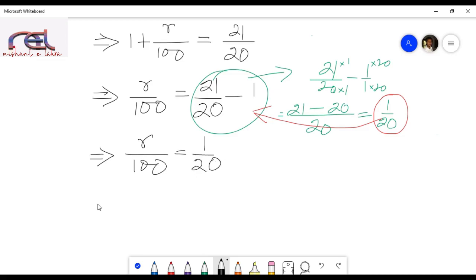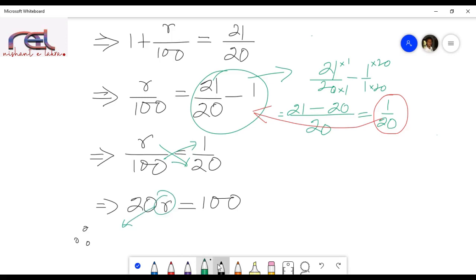So now we have R by 100 is equal to 1 by 20. Now we are very close to solving it. Now here we will cross multiply. R into 20 is equal to 100 into 1. So R into 20 will be how much? 20R is equal to 100 into 1, which is 100. Now it's much easier to isolate or separate R. We make R the subject. R is equal to 100. When we move multiplication to the other side, it becomes division, right? So 100 by 20.